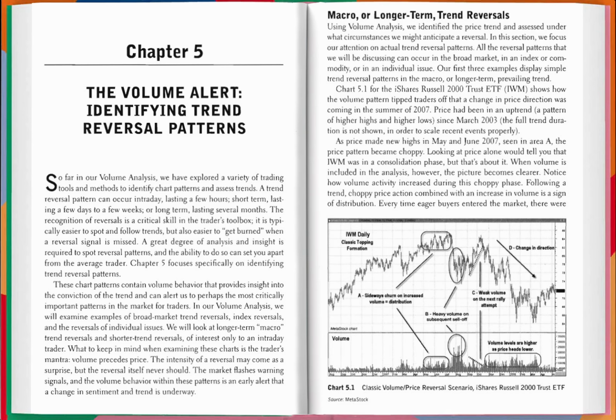Chapter 5 focuses specifically on identifying trend reversal patterns. These chart patterns contain volume behavior that provides insight into the conviction of the trend, and can alert us to perhaps the most critically important patterns in the market for traders. In our volume analysis, we will examine examples of broad market trend reversals, index reversals, and the reversals of individual issues. We will look at longer-term macro trend reversals and shorter trend reversals, of interest only to an intraday trader.